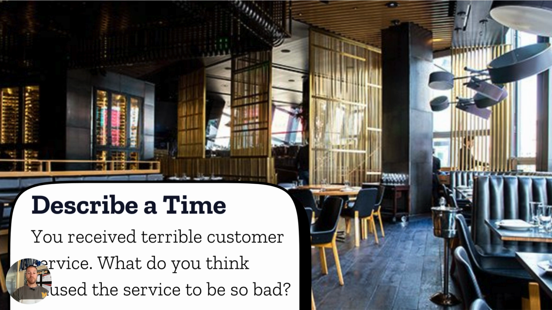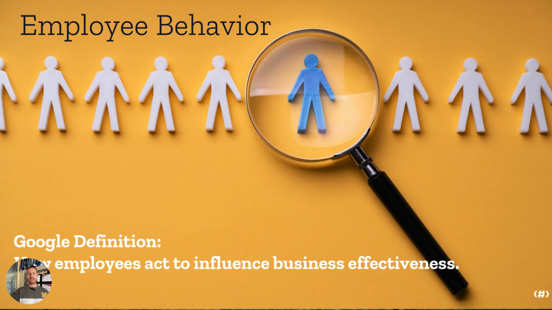Was it the employee? Was it employees? Was it understaffing? Maybe management was at fault. Maybe it's the business model. Maybe it's the operations of the business. Maybe it's so many factors that are out there. It's just getting the students to start thinking about customer service as a whole. And much of that is often going to be driven by employee behavior. Google defines employee behavior as the way that employees act to influence business effectiveness.